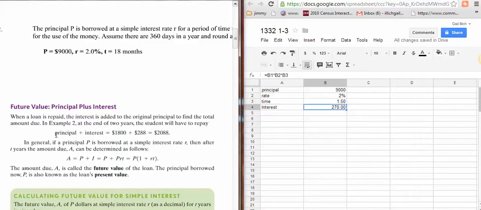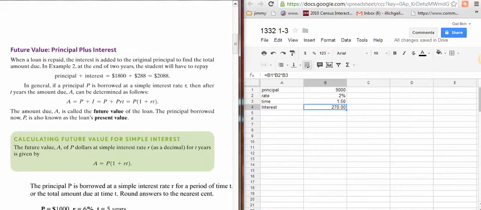So this was an example that I took from the book. If you borrow $9,000 and you pay $270 in interest, then what we would call the future value of that loan is the principal plus the interest, so it would be $9,270. So we have a formula to calculate the future value when you have simple interest.